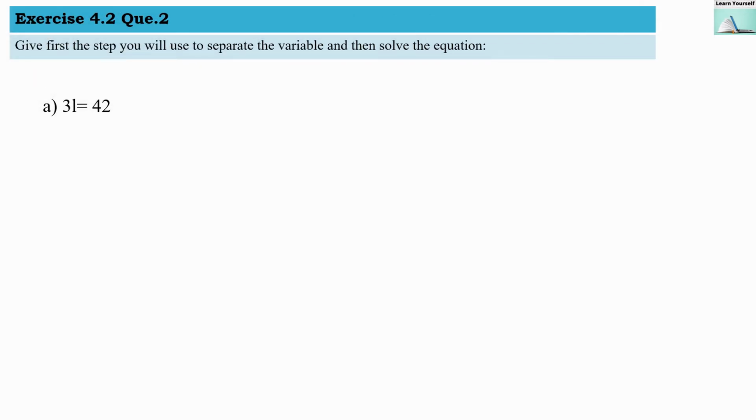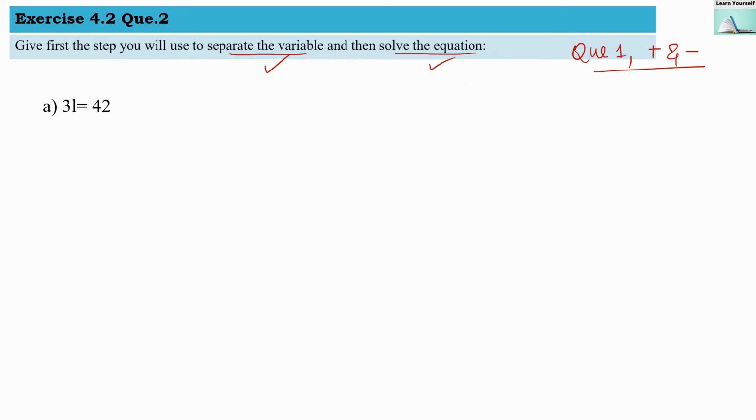Exercise 4.2, question number 2. Give first the step you will use to separate the variable and then solve the equation. So here we have to do two things. First we have to separate the variable and then we have to solve the equation. Question 2's method to solve will remain the same as question 1. In that also we have done these two things, that first we have separated the variable and then we have solved the equation. But in question 1, we have seen addition and subtraction equations.